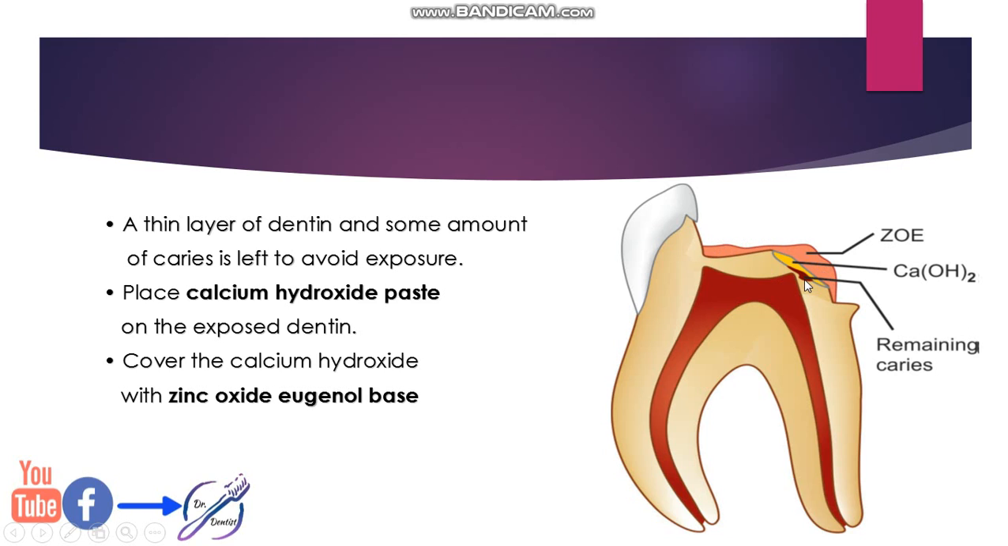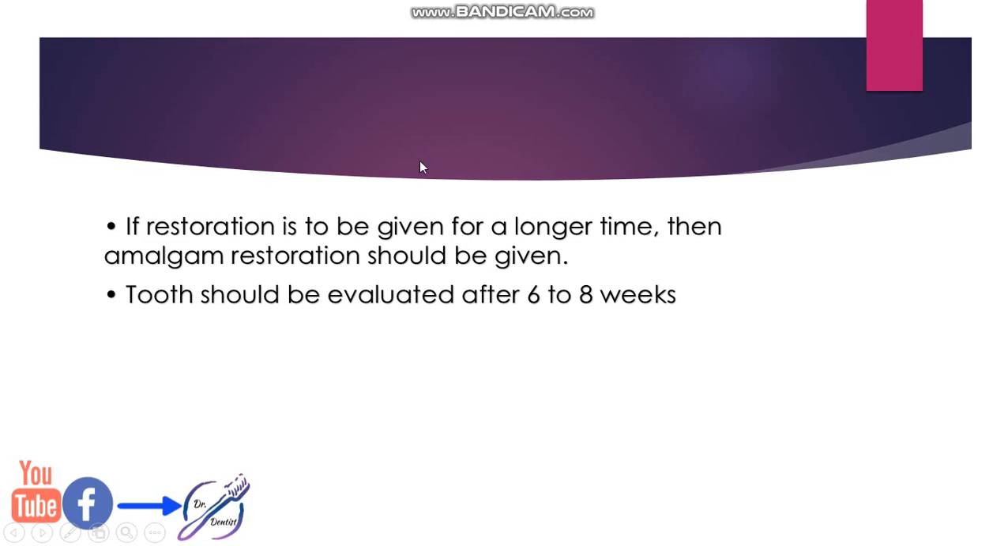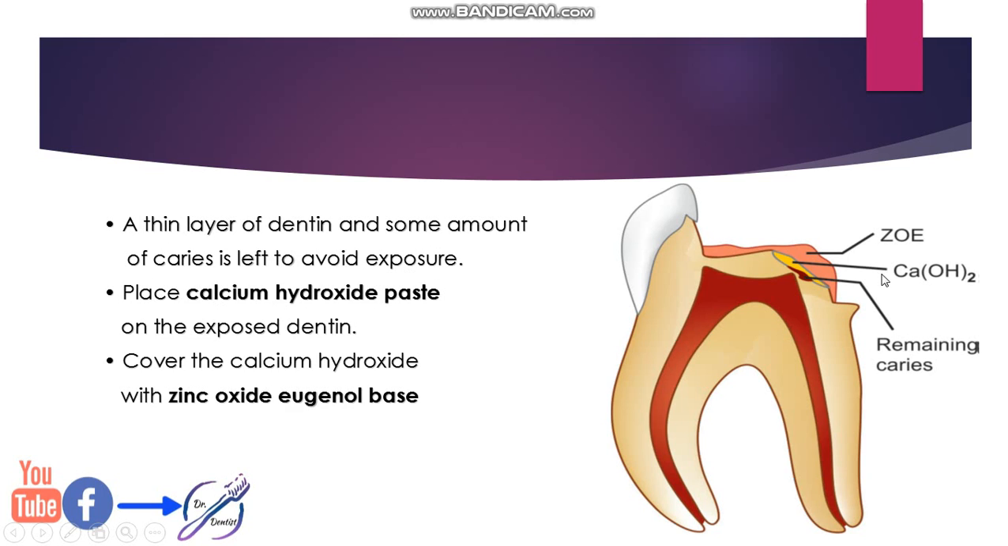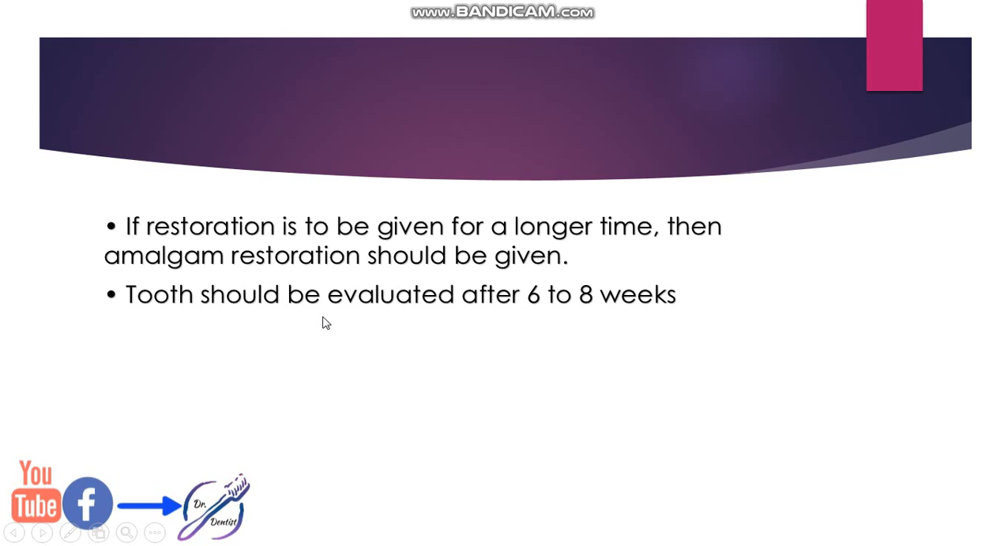So first, the remaining caries is not removed to avoid pulp exposure. Then calcium hydroxide paste is placed, and the last thing we do is place the zinc oxide over the calcium hydroxide. If restoration is to be given for a longer time, then amalgam restoration is preferred. Above the zinc oxide we restore the tooth with amalgam.